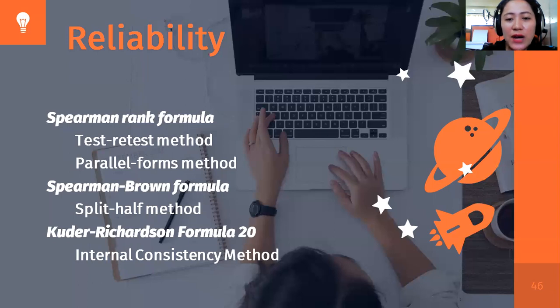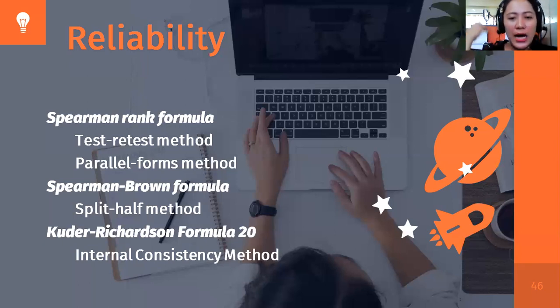You failed to give the right answer, so your score for that question is zero. So that's dichotomous scoring. This is mostly applicable to psychological tests or neuro tests.